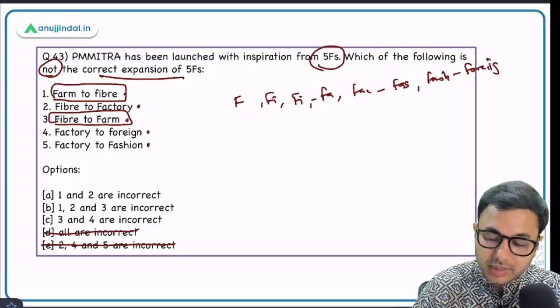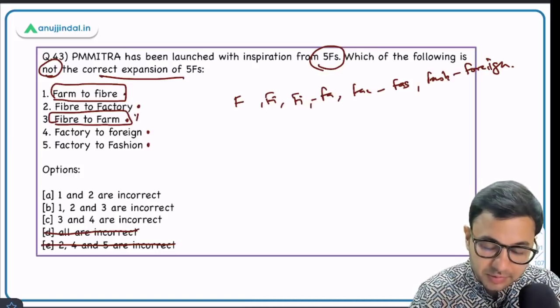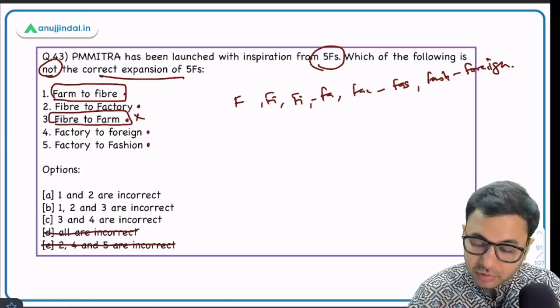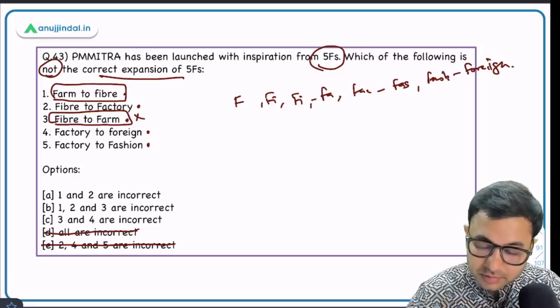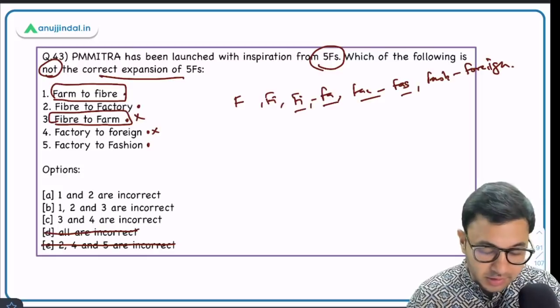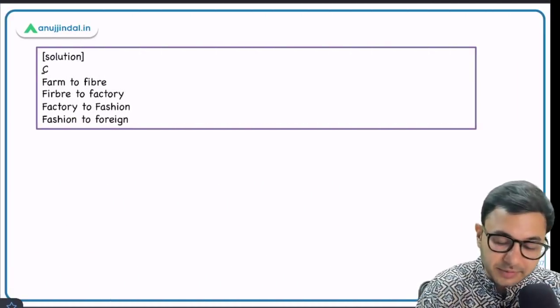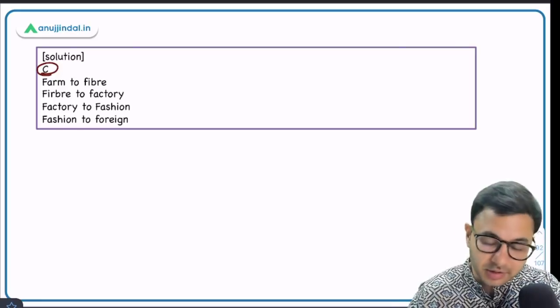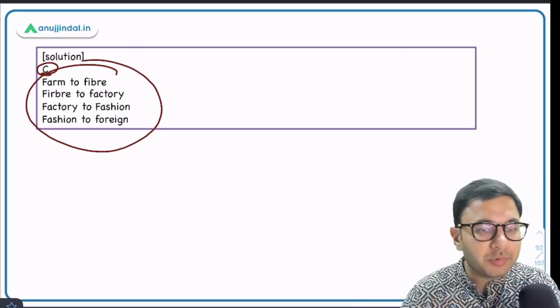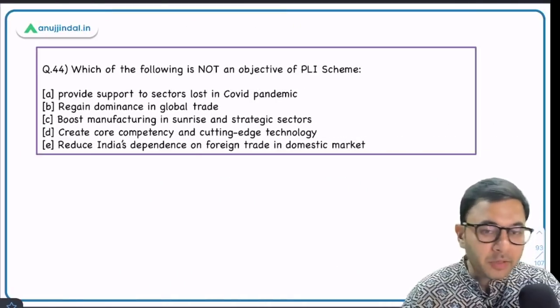This is our correct sequence. From this you can work out which is right and which is wrong. Fiber to farm is incorrect. Fiber to factory is incorrect. No, fiber to factory is correct. Factory to fashion will be there, factory to fashion is correct. Factory to foreign is incorrect. 3 and 4 are incorrect. So the answer option is option number C. This is the whole chain that I told you: farm to fiber, fiber to factory, factory to fashion and fashion to foreign. Let's come to Question 44.